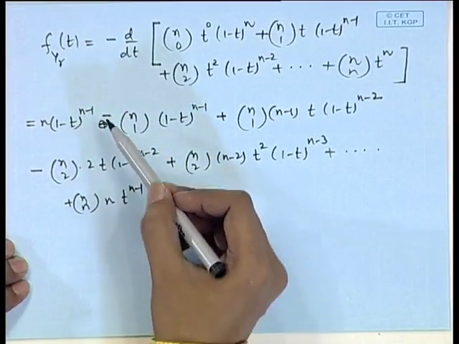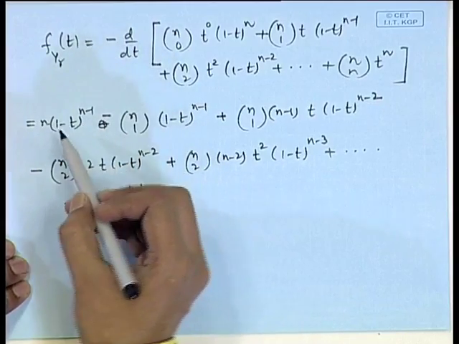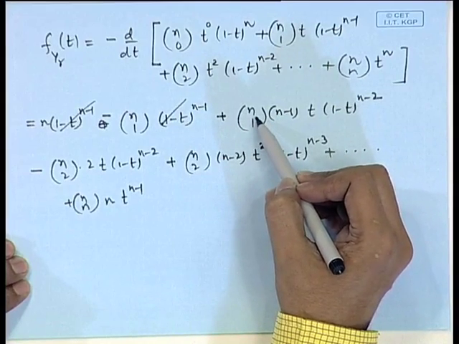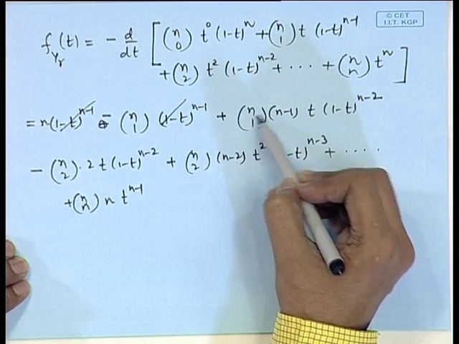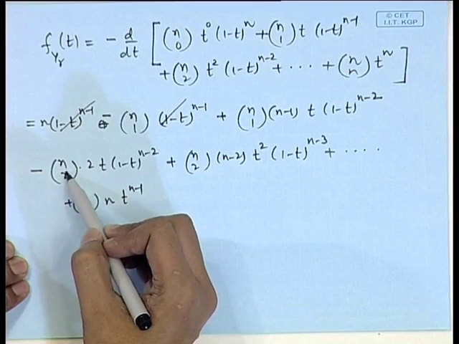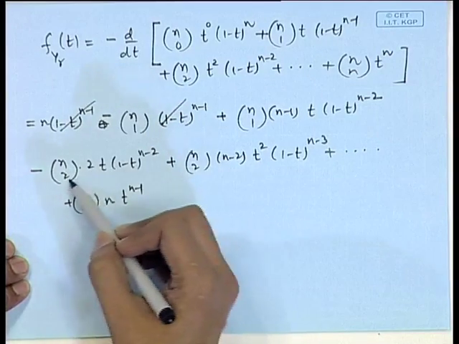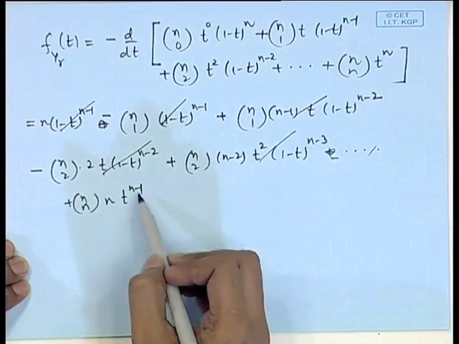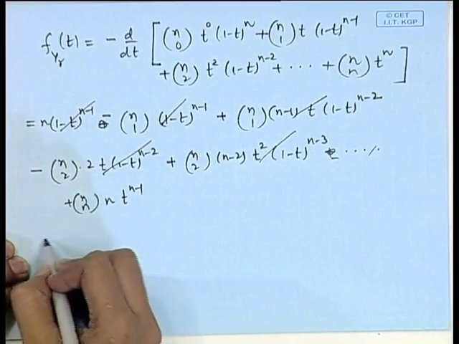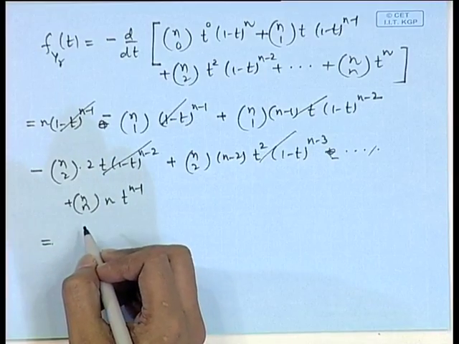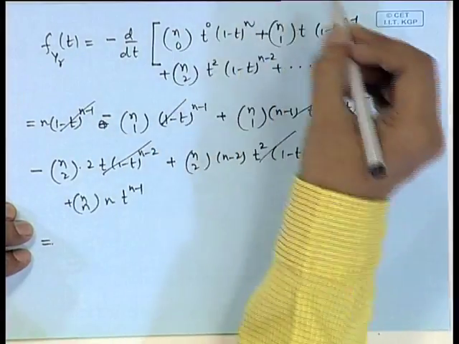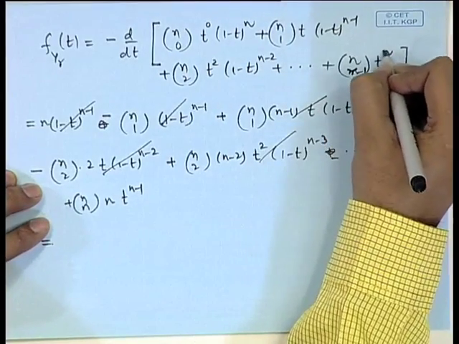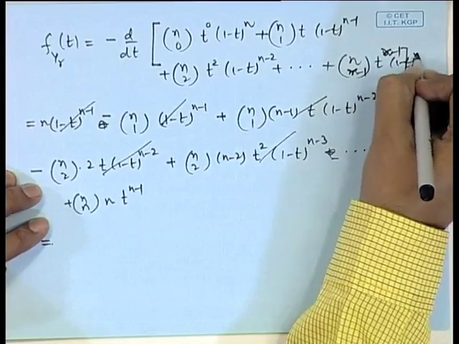Again we can observe that the terms are telescopic in nature, that is, the first term cancels with the second term. Here if we look at n c 1, that is n into n minus 1, here it is n into n minus 1 by 2 into 2. So, that is again n into n minus 1. So, this again cancels out. So, likewise all the terms will cancel each other and we will be left with the last term, which was n c r minus 1 t to the power r minus 1, 1 minus t to the power n minus r.